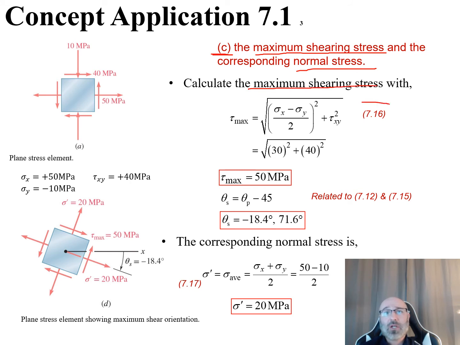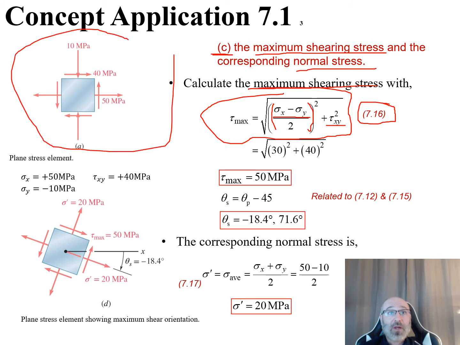We're going to utilize our governing equation 7.16 from our textbook right there, where we have that our tau max, or our maximum shearing stress, is equal to the square root of our sigma x minus sigma y all over 2, quantity squared, plus our tau xy squared there. So we can come back over here. We have our diagram here.